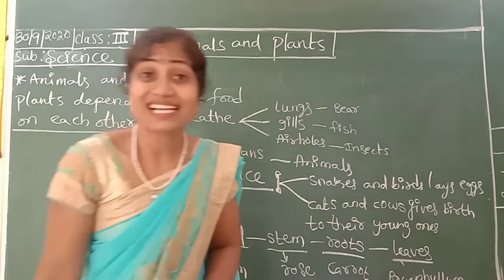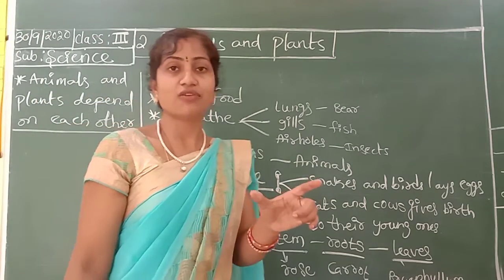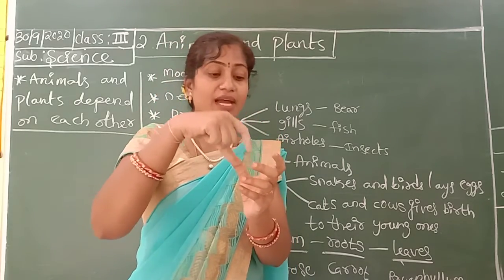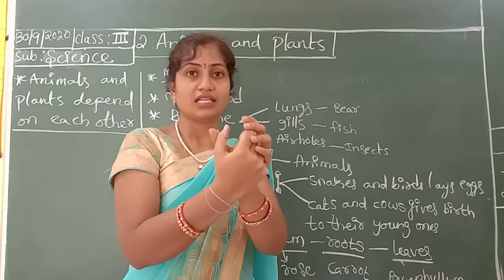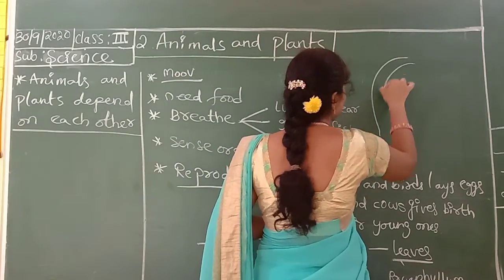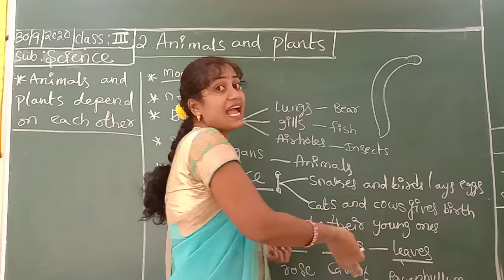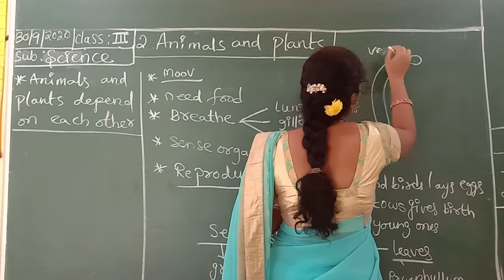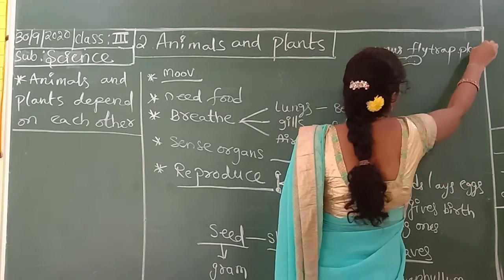Okay children, certain plants eat animals also. Venus flytrap. Here is the Venus flytrap, a plant that eats animals also. It has a special arrangement of leaves that traps animals. When some insects enter the plant, its leaves close over them. It has this kind of structure. So when some insects enter this plant, it will close. So that is called the Venus flytrap. This is a plant, but it is eating animals.